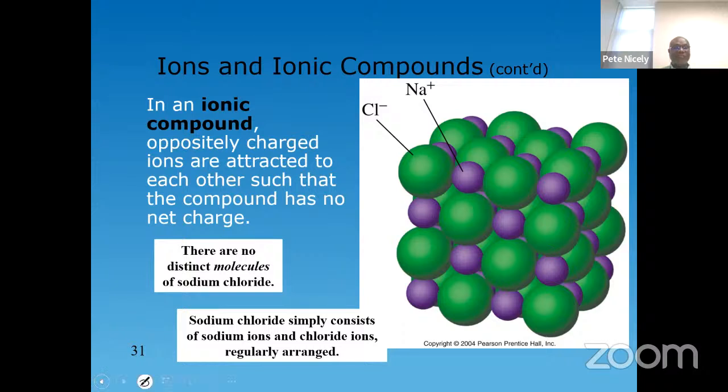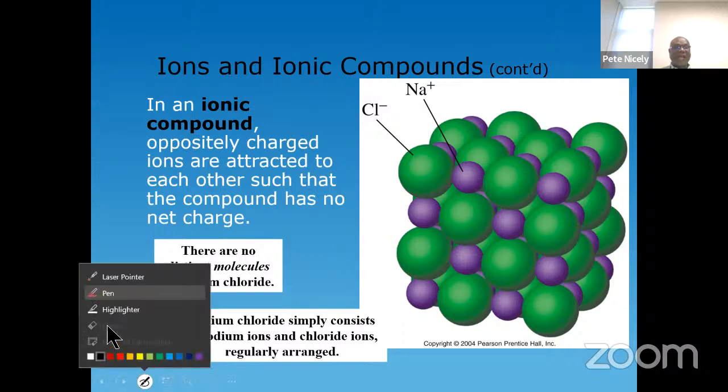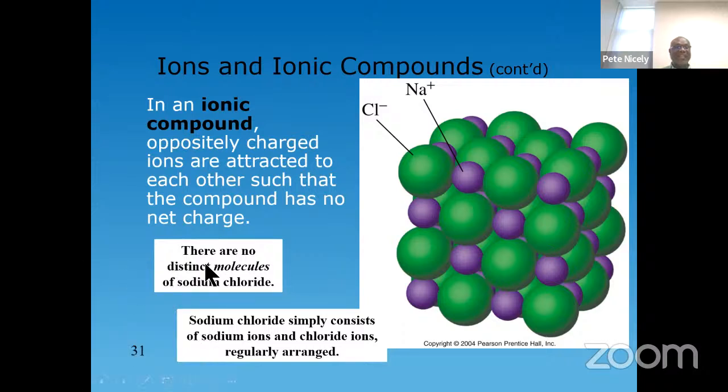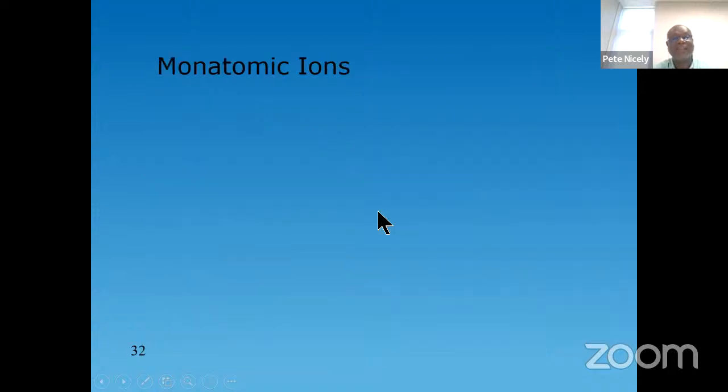You don't have any discrete units of ions. There's no such thing as a molecule when it comes to ionic compounds, all right? In any case, what will happen is that the total number of positive ions, which would be the cations, would be equal to the total number of negative ions in the case of sodium chloride, so that the entire compound would be electrically neutral. In other words, the charges will cancel out each other, all right?